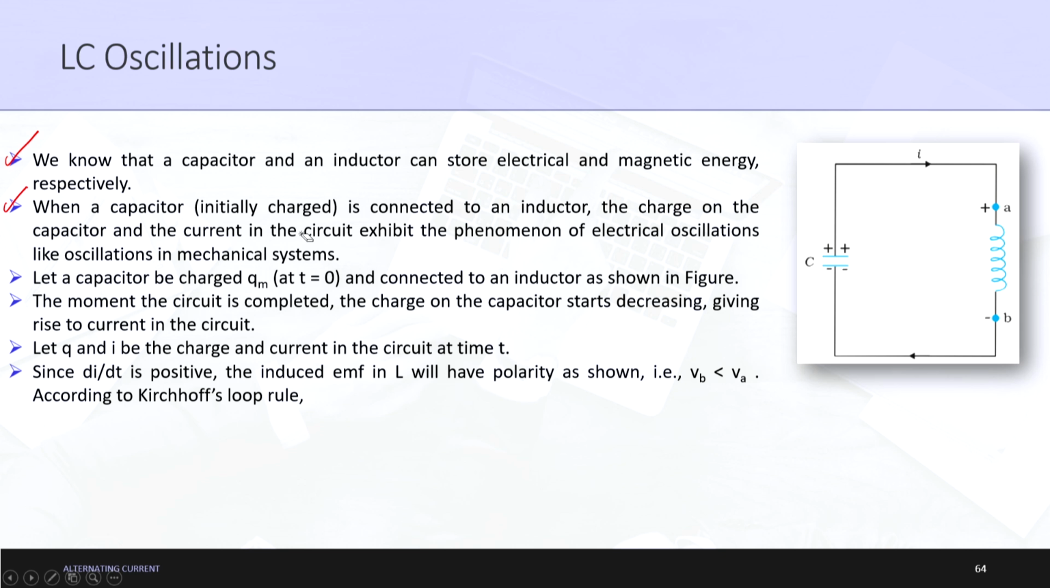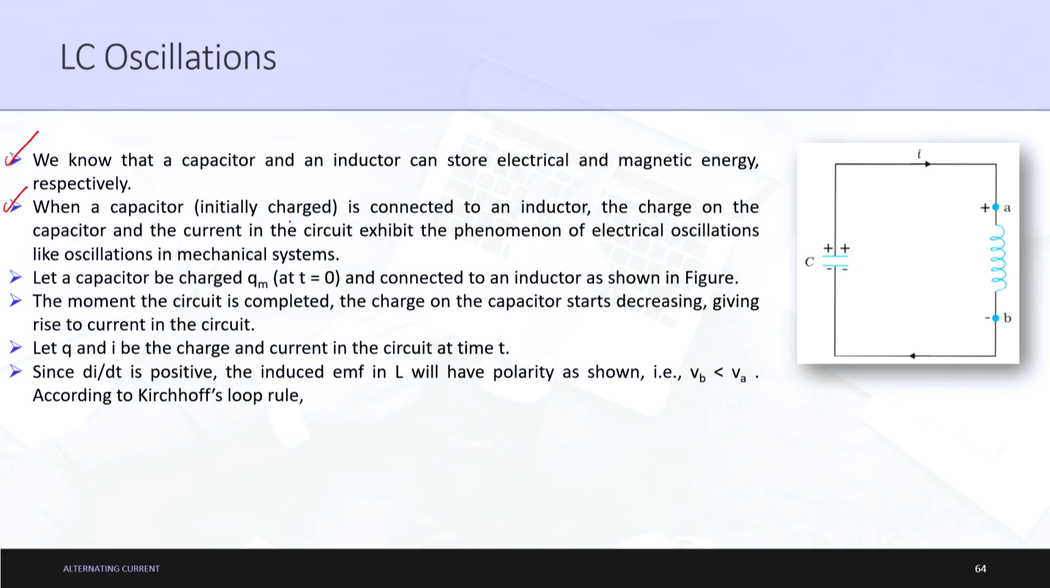How is this oscillation happening? I will try to explain. Till now, the crux is that there was a capacitor that was initially charged, and now there is an amount of charge which is flowing. We know the definition of current: the change in the amount of charge flown from point A to point B per unit time is called current. Hence, current is flowing and it is passing through an inductor. Okay. So, when a capacitor which is initially charged is connected to an inductor, the charge on the capacitor and the current in the circuit exhibit the phenomena of electrical oscillations, like oscillations in mechanical systems.